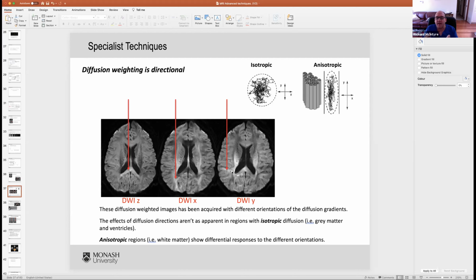If we change direction, so we save that picture, we do another picture and we change direction so that the diffusion gradient is anterior posterior, then we get a signal in all those water molecules that are traveling in the anterior and posterior direction. And then we change it again and we might go in and out of the tissue. So now every molecule that's traveling in and out of the tissue will give signal. Okay, based on this stuff.